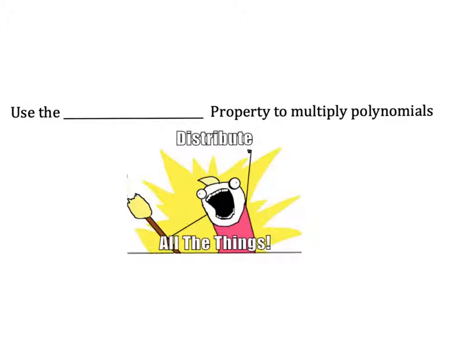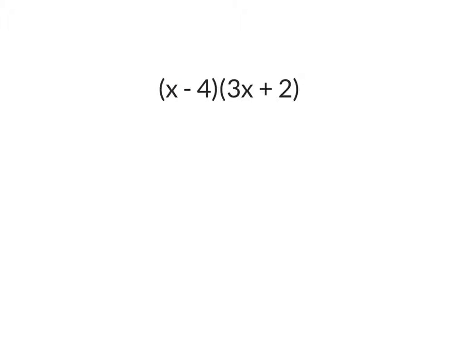In this video, I'm going to show you how to multiply two binomials together. In order to do that, we need to use the distributive property, which is probably a good thing because it's the one property you always seem to know. All right, so here are two binomials. They each have two terms.